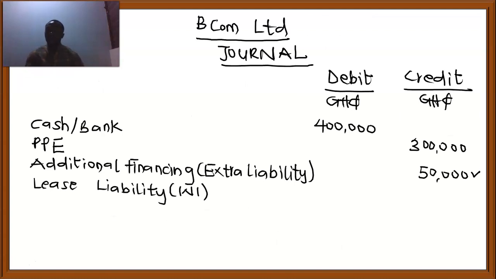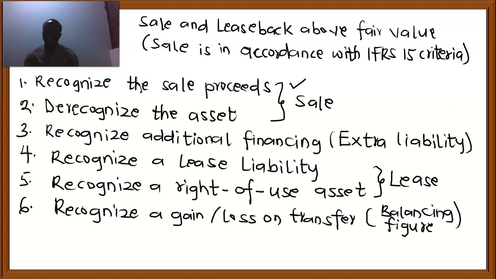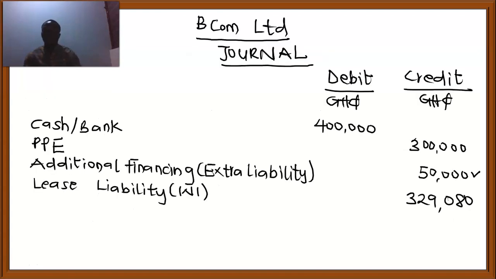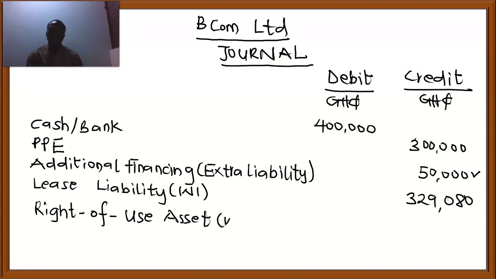It's a liability, so it has a credit balance. So 329,080 here. Alright. The next step is to recognize a right of use asset. So we have right of use assets. That is Workings 2.